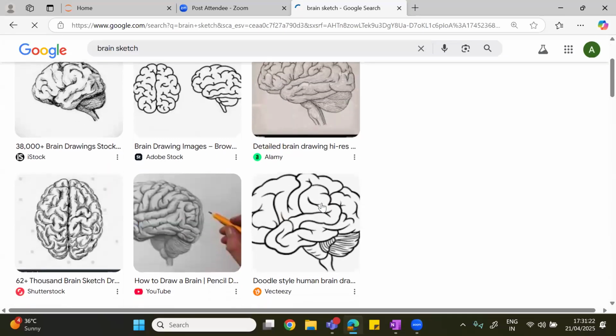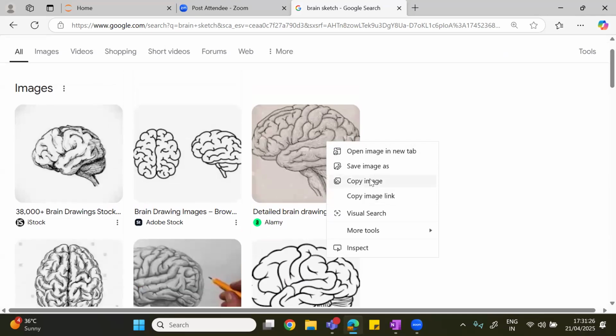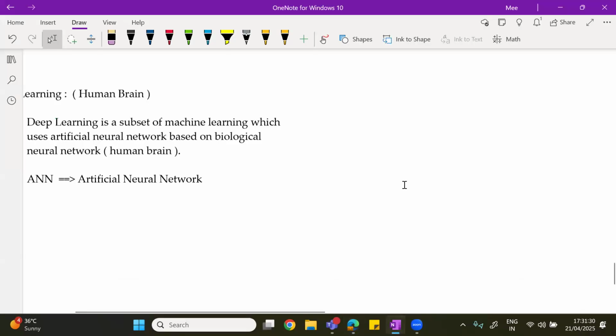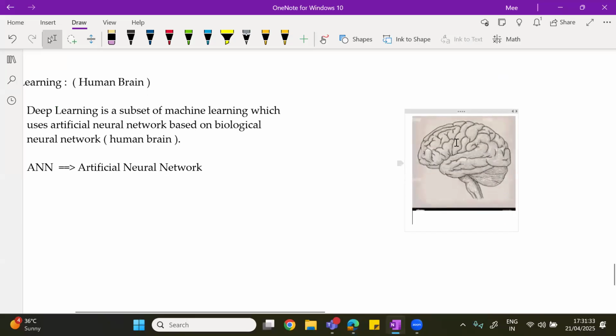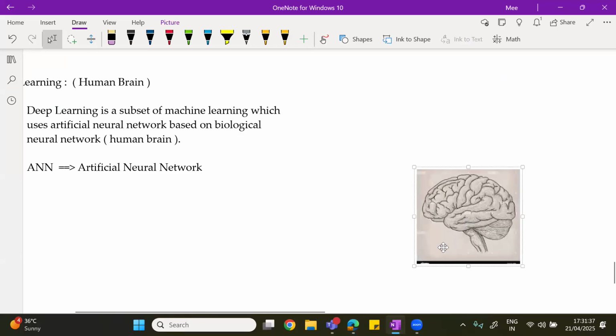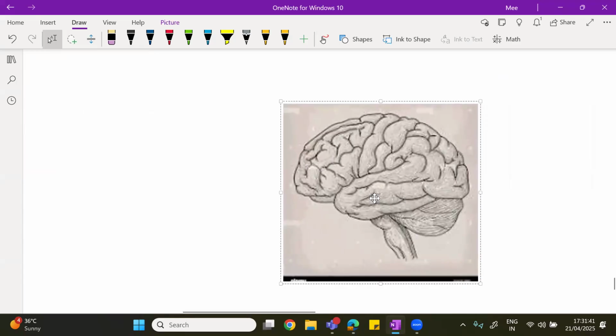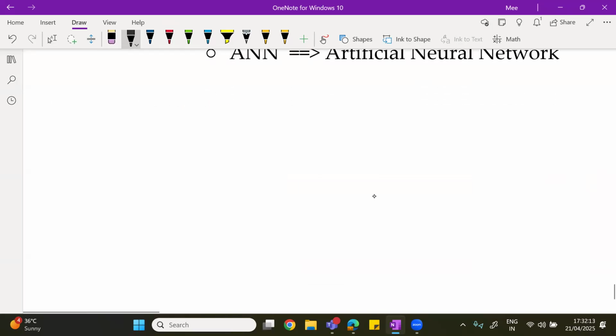Yeah, I can take any of them. This one is good enough for me. Try to understand this point. So this is our brain. We know that this is our brain. Now, the brain has billions of small cells called neurons. Very, very small cells will be there. Now I will just tell you how they work.